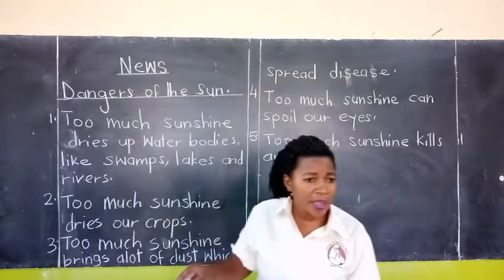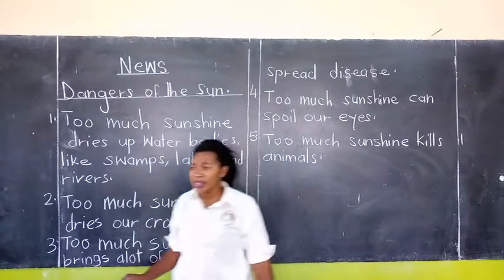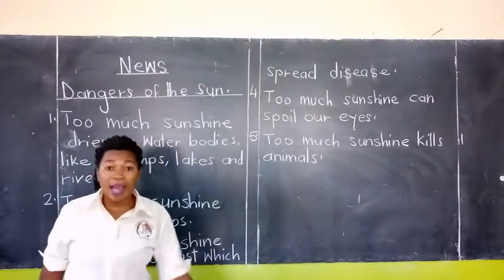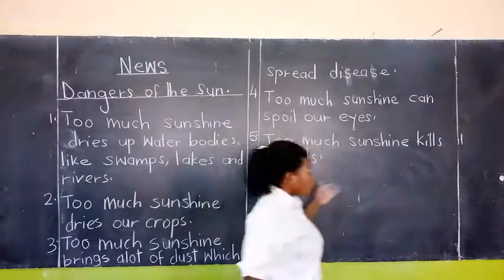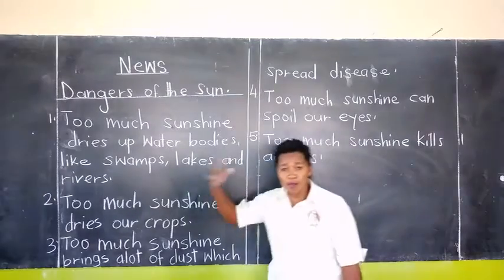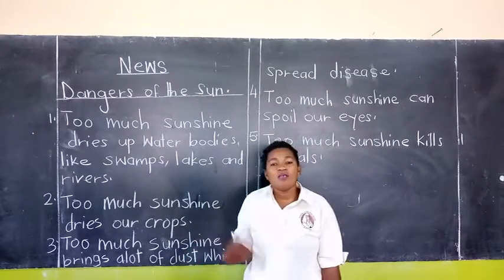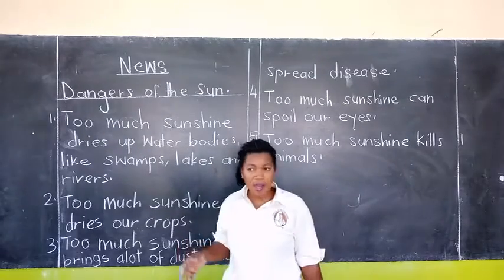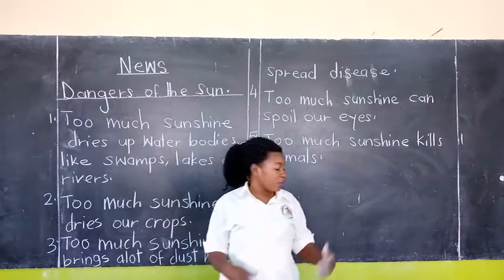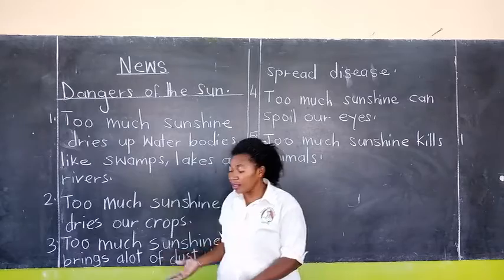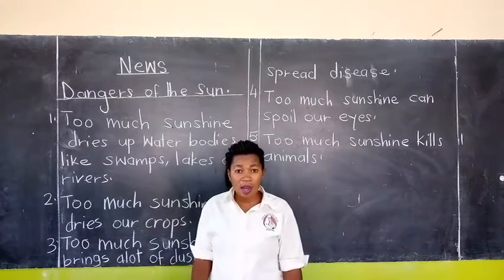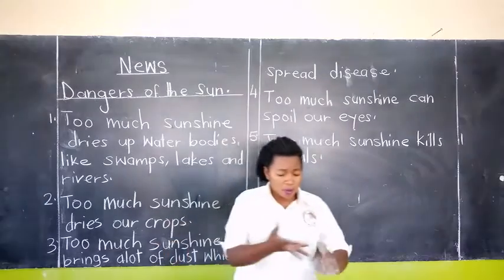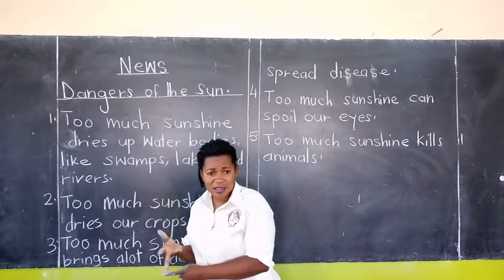Now, when the sunshine is too much, you can find that animals are going to die. They will die because they don't have food, they don't have water. You can find them dying because of too much sunshine. You can take your animal to graze, and if it reaches there, it cannot get something to eat. Today it has not eaten, the following day the same, and the next day it is the same.